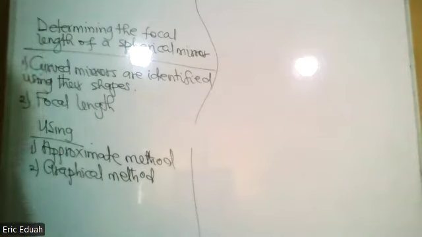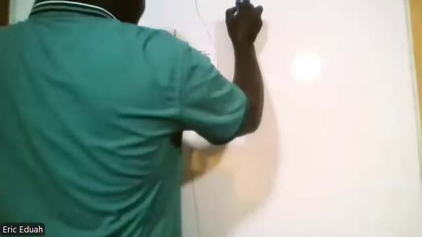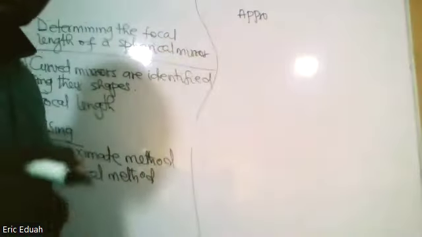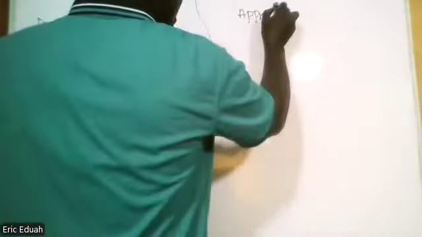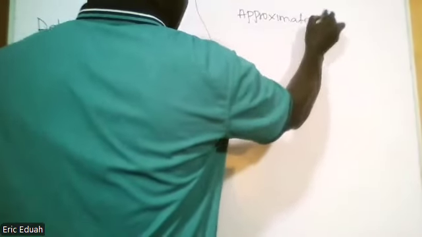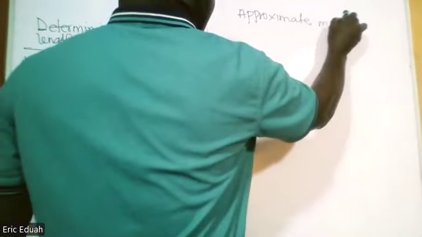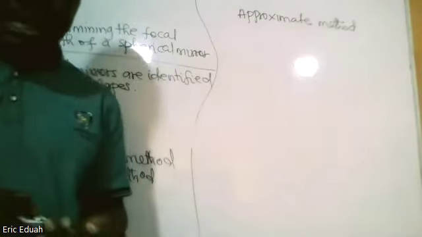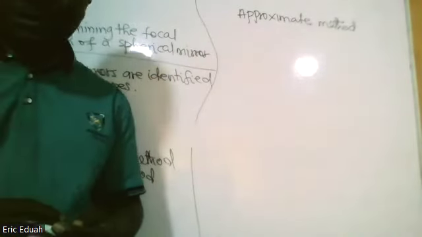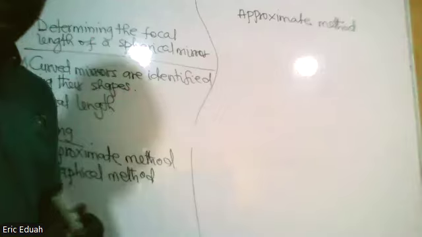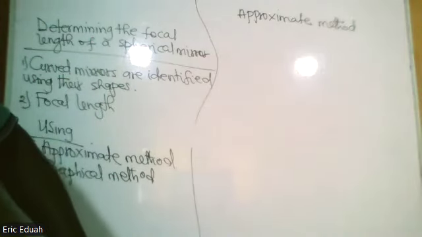How do we use the approximate method? The approximate method is a quick way of determining the focal length. Very quick. And the graphical method, the name is clear. You use a graph. You plot information on a graph sheet to determine it. What is this approximate method?